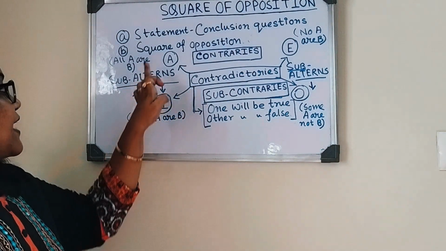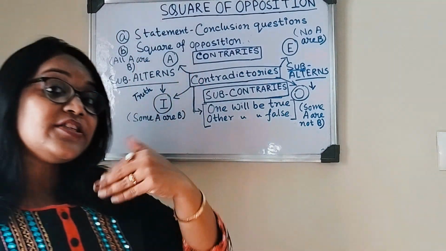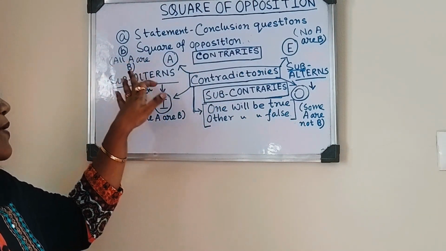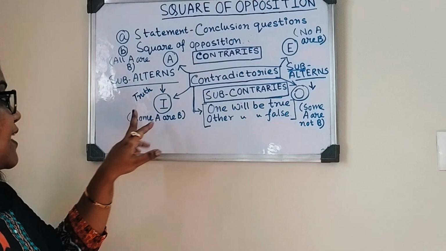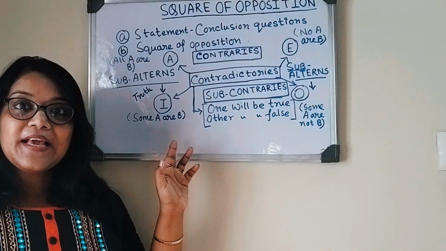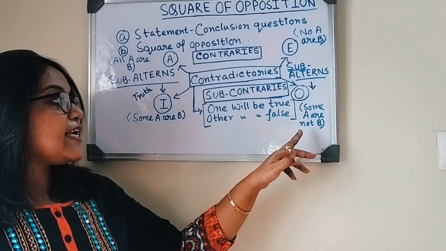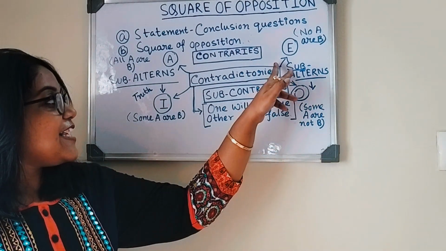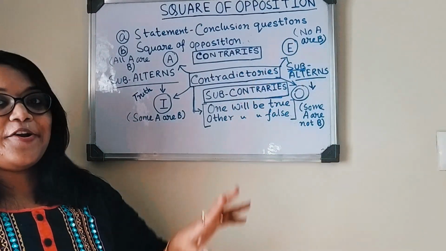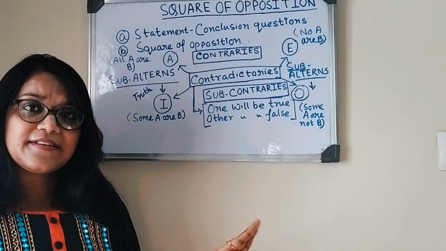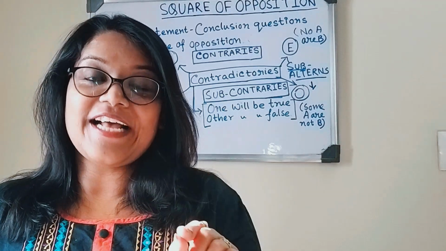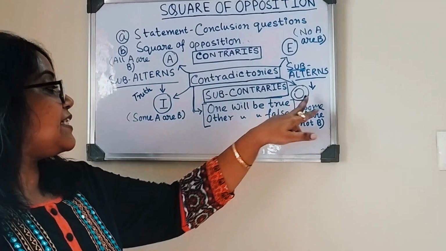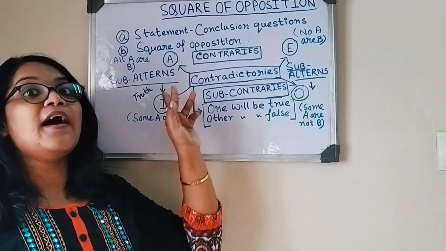So A basically indicates which type of statement? A indicates "All A are B" kind of statements, I indicates "Some A are B" kind of statements, O indicates "Some A are not B" kind of statements, and E indicates "No A are B" kind of statements. I think this is clear. Basically, contradictories has two pairs. The first pair is A and O, and the second pair is E and I.